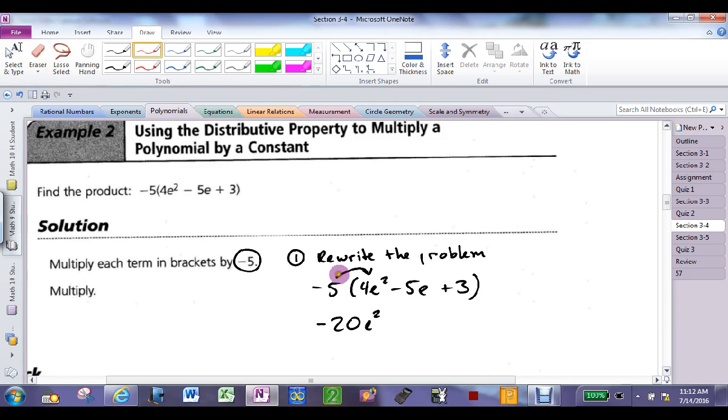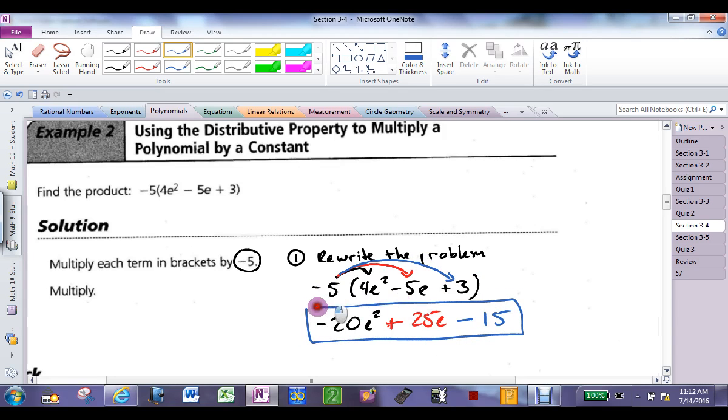Then you take the 5 and you go to the next one. It's negative 5, so the sign is going to change to positive. 5 times 5 is 25 e's. Then you're going to draw an arrow and you're going to do the third one. It's positive, so it changes to minus. 5 times 3 is 15. And you're going to be done.